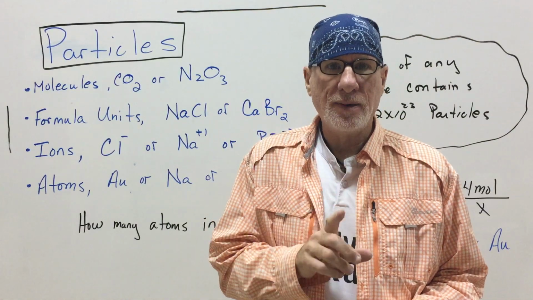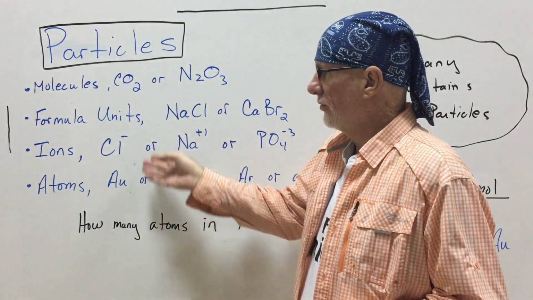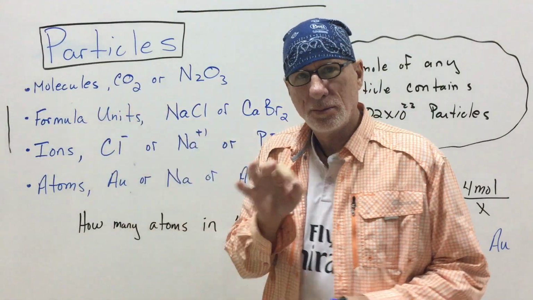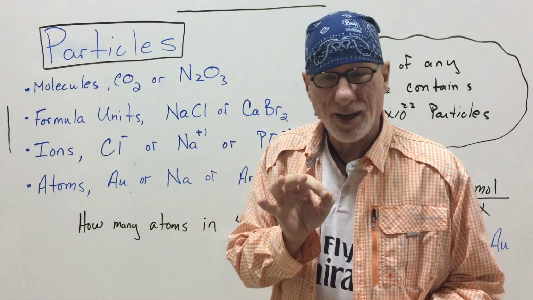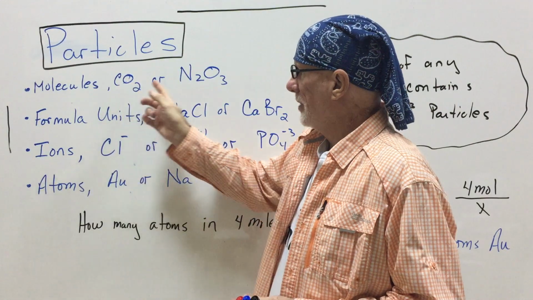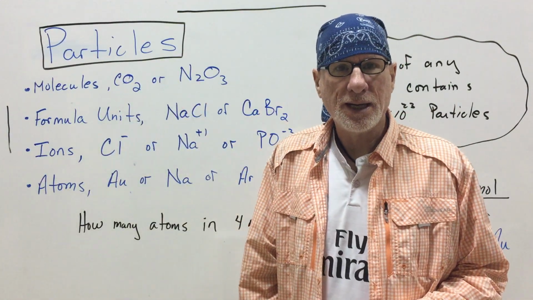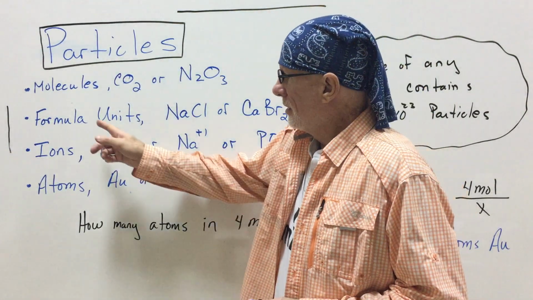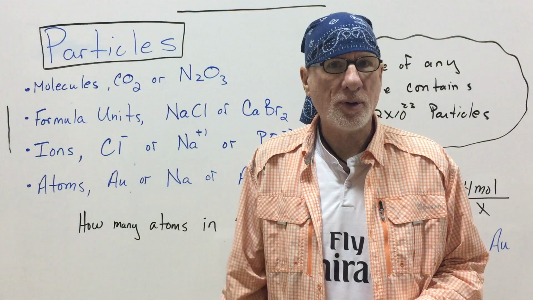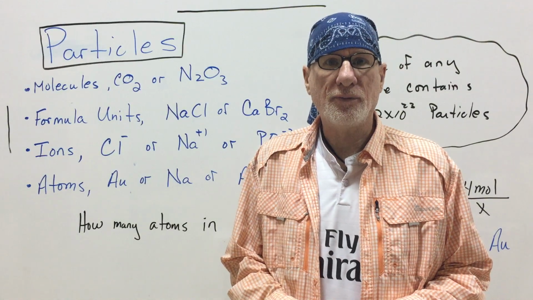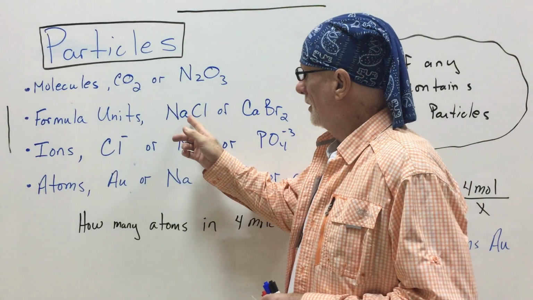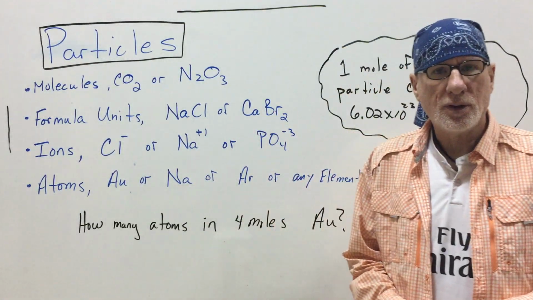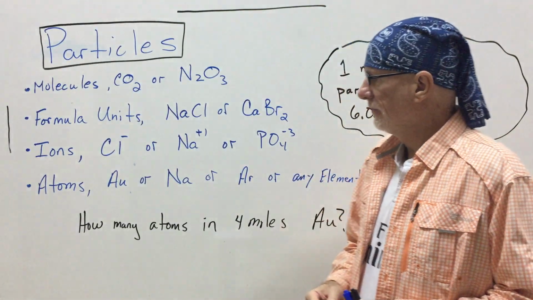Now, 1 mole of any particles, and here are the 4 basic particles that you'll be involved with. A molecule is a particle with covalent bonding, such as carbon dioxide or dinitrogen trioxide. Those are molecules. It's a particle. Formula units. A formula unit is a particle involved with ionic bonding, such as sodium chloride or calcium bromide. Those are called formula units.